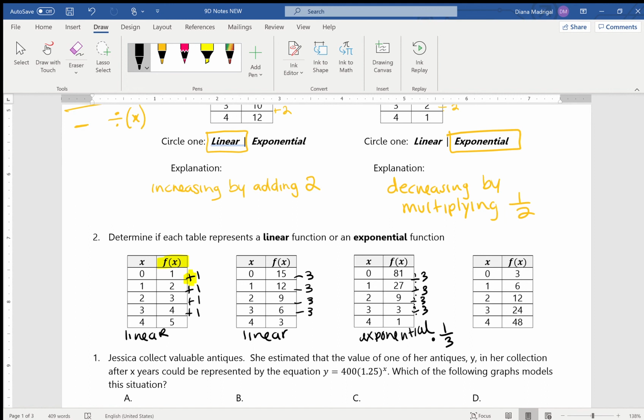And the last one, we have 3, 6, 12, 24, and 48. The numbers are increasing. So are you adding or multiplying? Is it going to be linear or exponential? All right, you should have noticed that you're multiplying by 2 through the whole table. That means this is going to be exponential. And since it's multiplying, I know it's going to be increasing by the multiplication of 2.